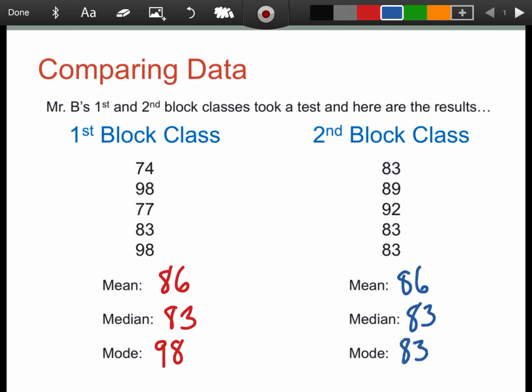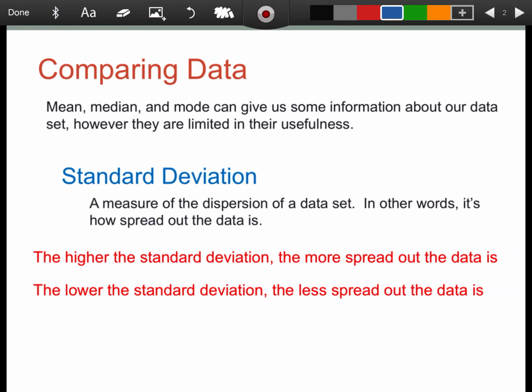All right, well, it looks like I have the same median and the same mode. Well, does that kind of jive with what you thought about which class did better? According to these numbers, they're pretty much the same. But it definitely looks like one class did better. So let's talk about something else, and we'll talk about standard deviation. But before we do that, let's just fill in the notes up there.